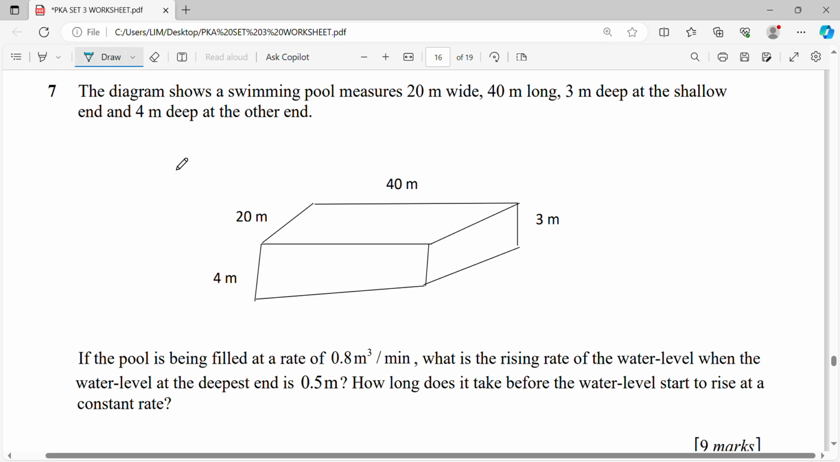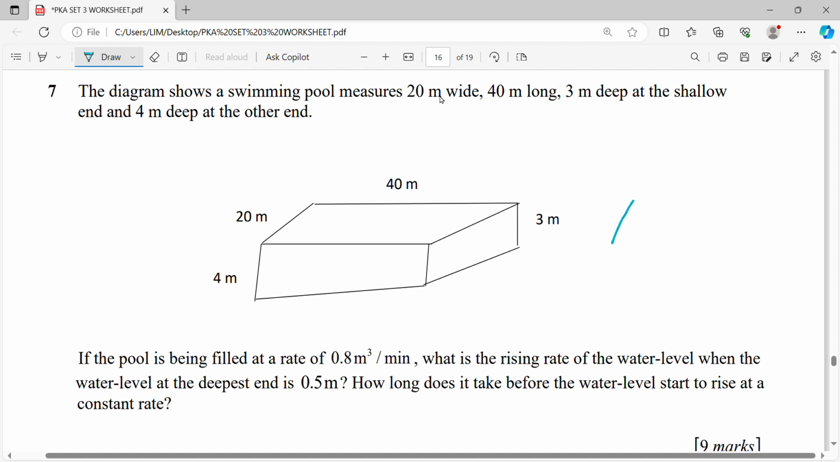Okay, so for this question, they say the diagram shows a swimming pool measures 20 meter wide. So this one is 20 meter wide. This shape is a bit lari, tau. It's like a trapezium, tapi dia lukisan dia lari sikit.